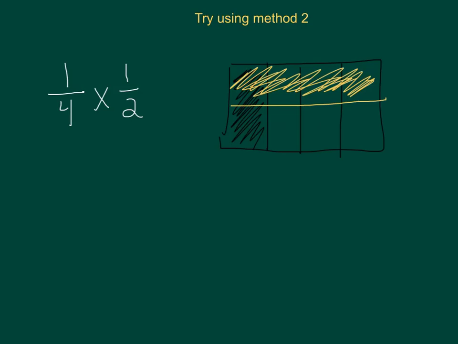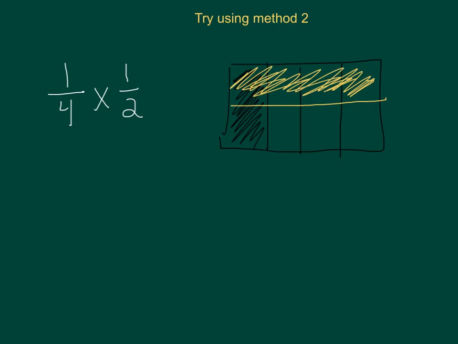Step 3 then says, count your overlapping squares. And in this case, our overlapping squares are... they are black and yellow here. So our only overlapping square is just this one.